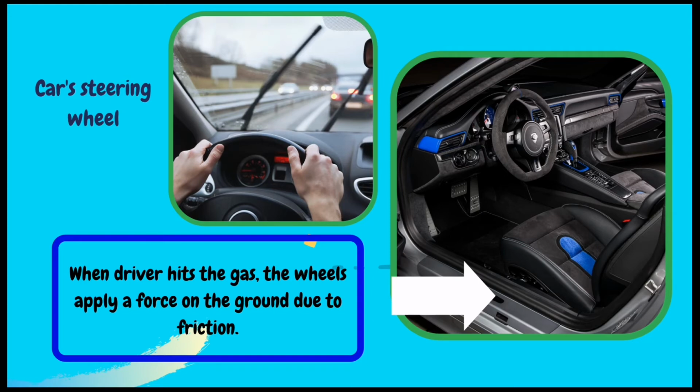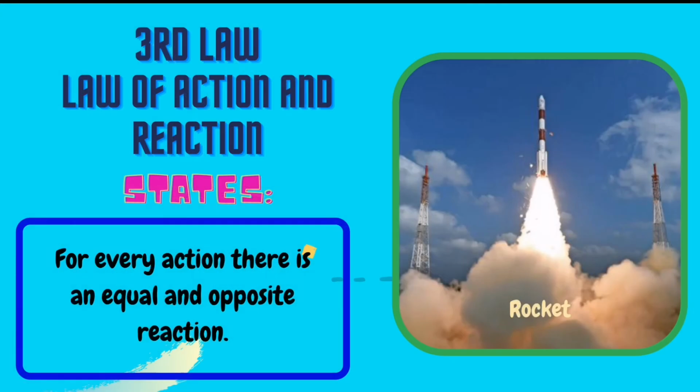Because velocity is the combination of speed and direction, the steering wheel is an accelerator too. It changes the direction and therefore the velocity of the car. It is important to understand that the action and the reaction are acting on different objects. Thus, the third law of motion is called the law of actions and reactions.